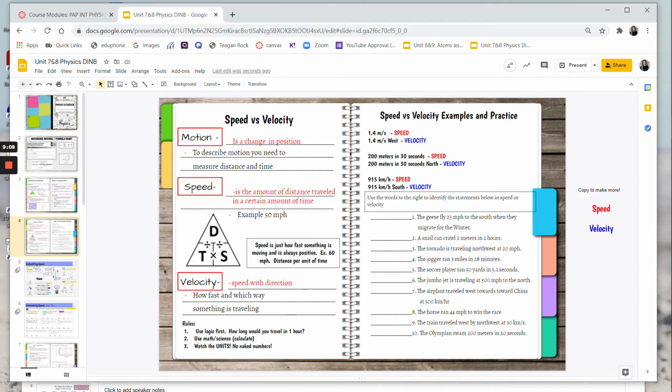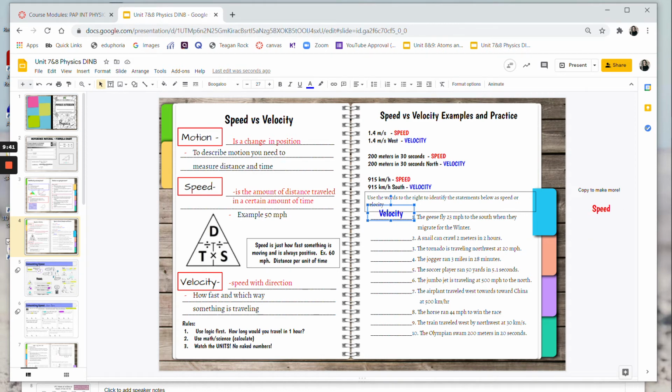I'm going to do the first two with you. So the geese fly 23 miles per hour to the south when they migrate for winter. So I have 23 miles per hour and I have south. So that is going to be my velocity. So I'm going to drag over my velocity and put it there. Okay, a snail can crawl 2 meters in 2 hours. 2 meters is a distance, 2 hours is a time. So remember, speed is just distance divided by time.